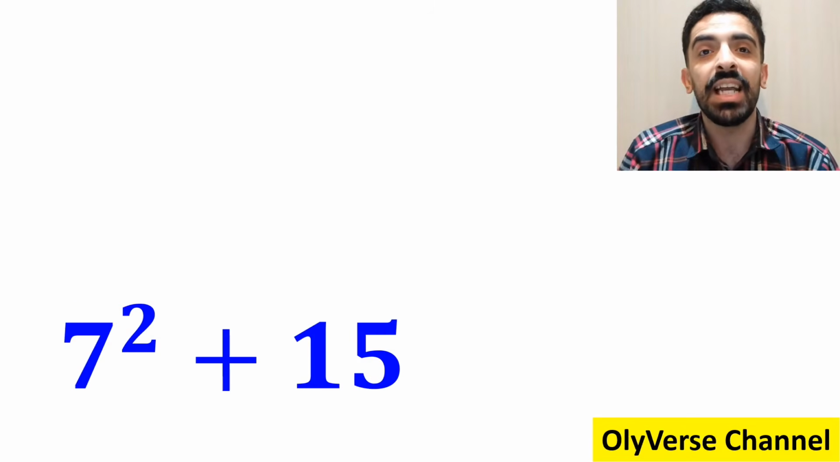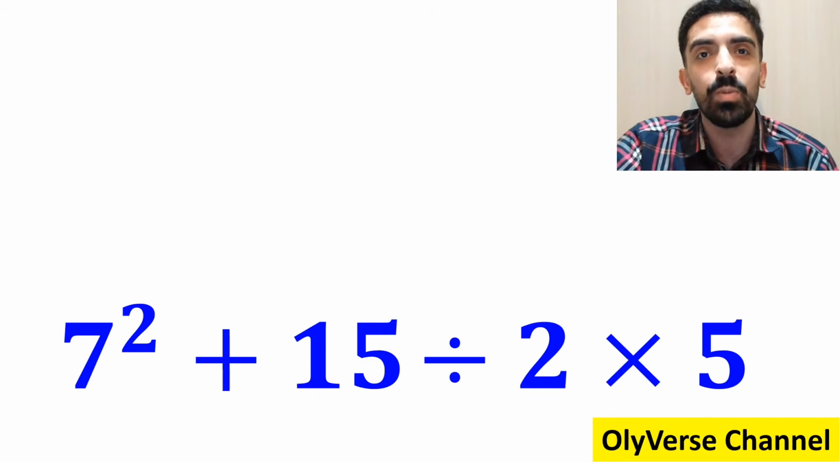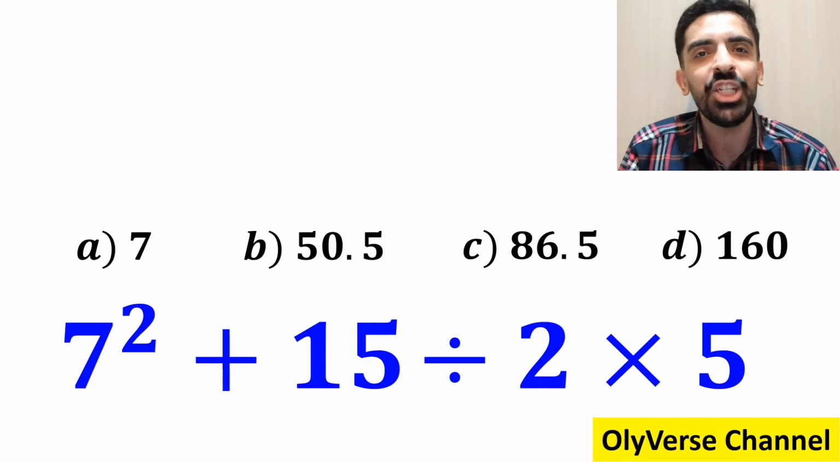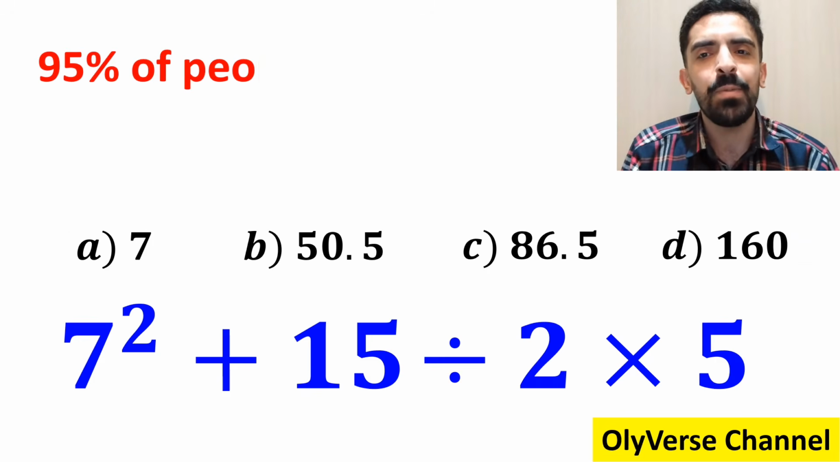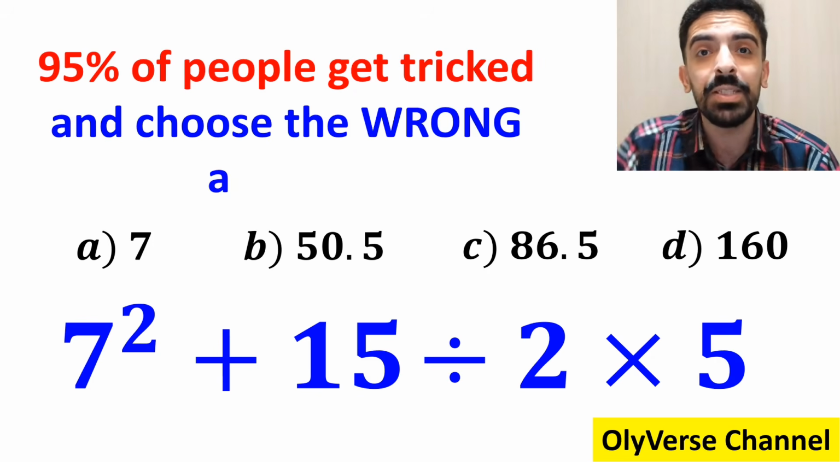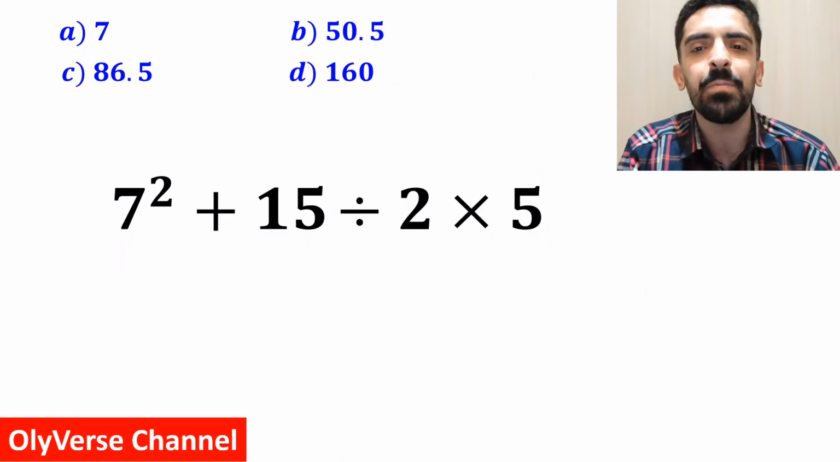What is the value of the expression 7 squared plus 15 divided by 2 multiplied by 5? Which option do you think is the correct answer to this question? 95% of people get tricked and choose the wrong answer. Let's dive in and break it down step by step together.